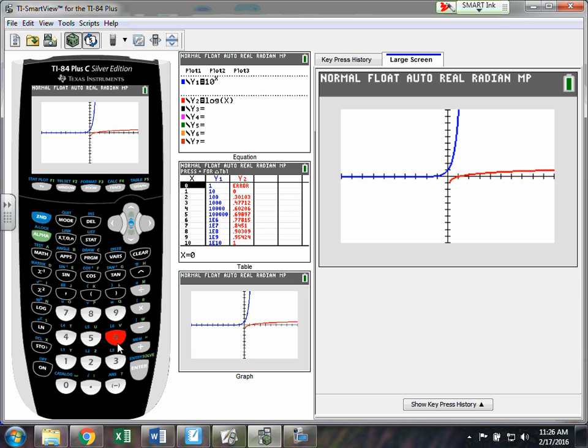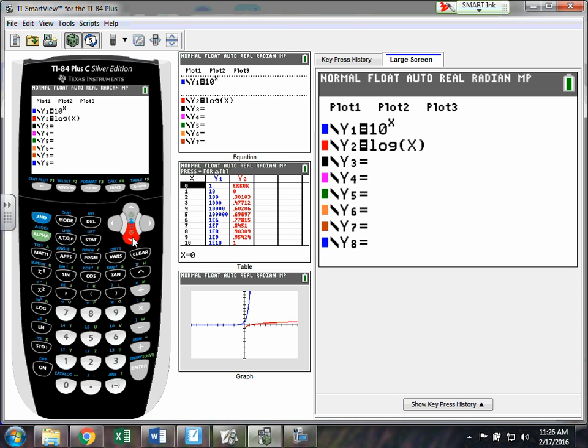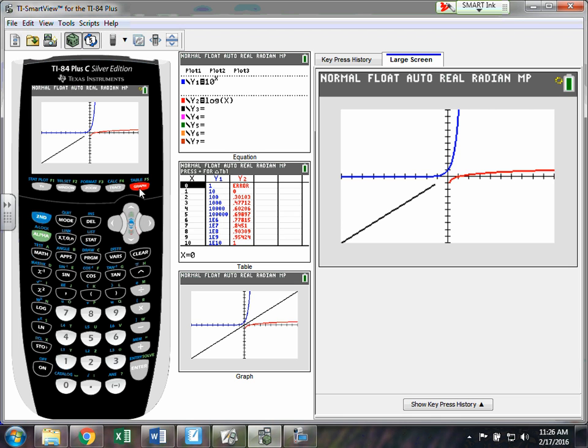Let's consider a different window. Because remember, we saw problems before with how far to the left that we had. Or rather, let me take this one. y equals x. And let's graph all three now. What could you do to transform the blue 10 to the x into the red log of x?